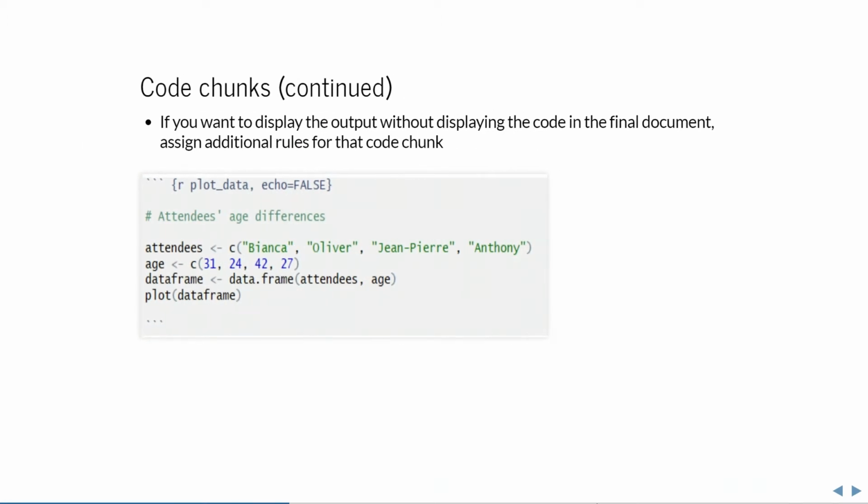So I'm just giving a different example. If you want to display the output without displaying the code in your final document, which will be useful for a publication, for example, you specify echo equals false, so it will run the code but not display the code.